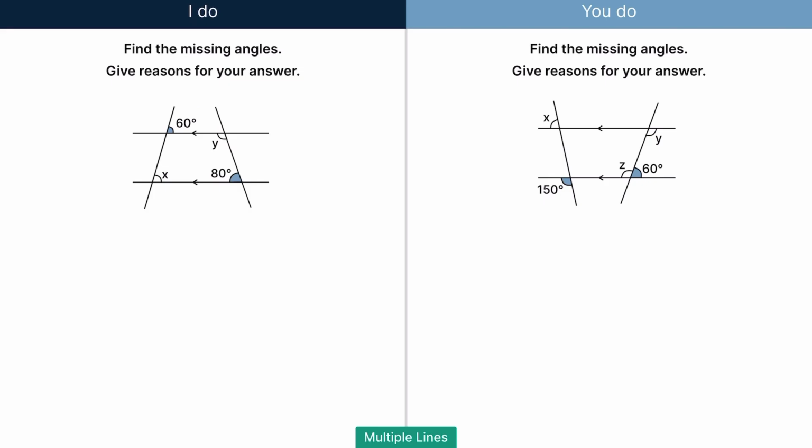So moving on, we are now looking at multiple lines passing through the parallel lines, but the same rule applies. So looking here, if I was to do x, I can see that's just going to be that. So x is going to be 60 degrees, and the reason for that is corresponding angles. And then for y, I can say, well, y is going to be 100 degrees, and the reason for that is co-interior. So with the y, I can use the C shape.